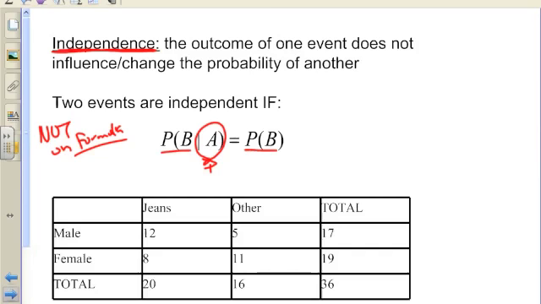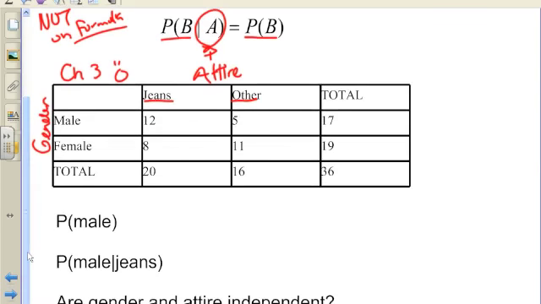So hopefully we remember seeing our tables way back in chapter 3. So here I have male, female, so I'm representing the variable gender. And it looks like there's 17 males, 19 females. And then I kept track of whether or not they're wearing jeans or something else. Okay, so that could be just other material, could be a skirt, I don't know. So this is the variable attire. And I might ask the question, what's the probability we get a male? Okay, just in general. Well, there are 17 males out of 36 students.